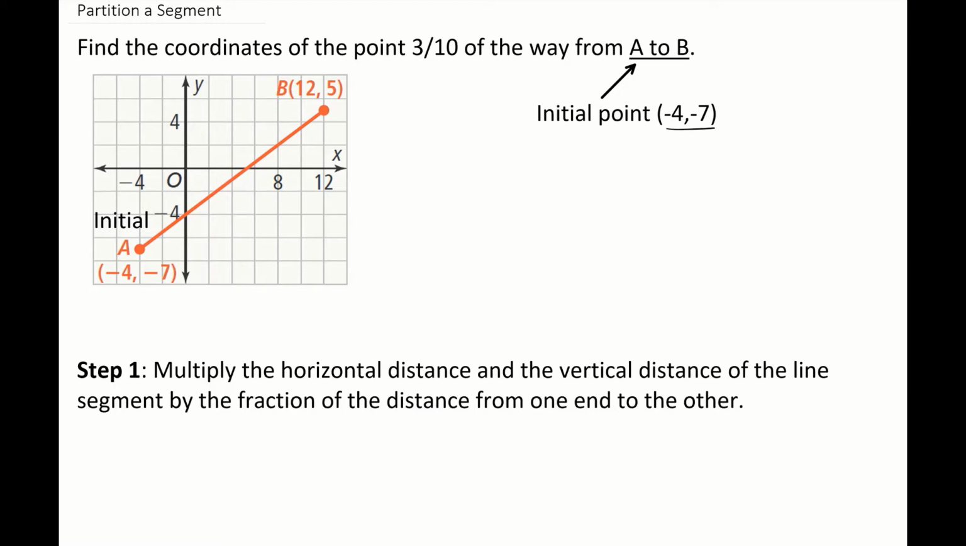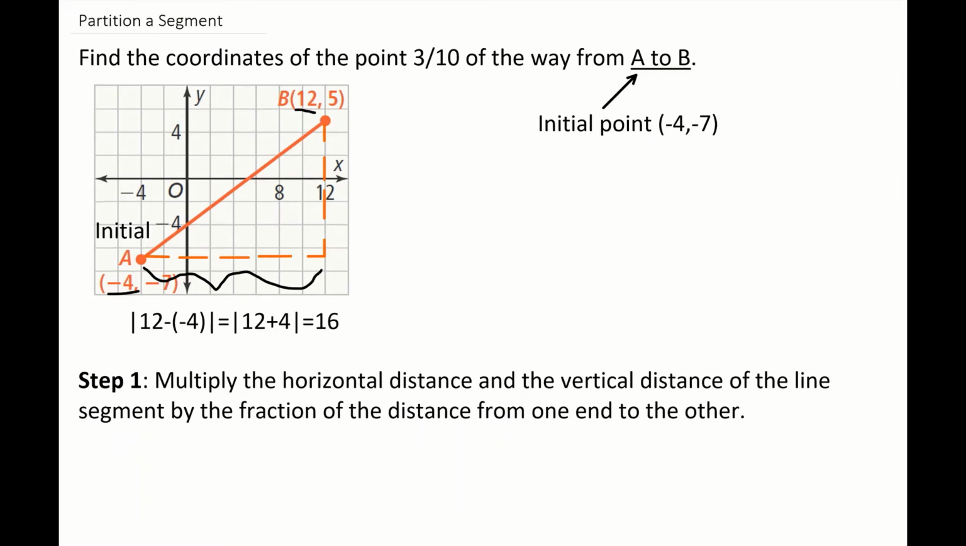So that's one thing that you want to keep in mind: figure out what your initial point is before you even get started. So then step 1, multiply the horizontal distance and the vertical distance by the fraction of the distance from one end to the other. So in this case, they give us a fraction 3/10. So that's our fraction that they refer to here. So now what we're going to do is actually find this horizontal and vertical distance. So how do we find the horizontal and vertical distance? Well, what we do is we break this line segment into a horizontal component and a vertical component, just like I drew here below. So let's go ahead and find the horizontal component first.